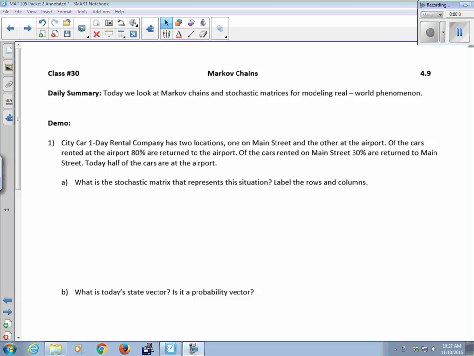So we're going to look at Markov chains and stochastic matrices. This is a linear algebra that can model real-world phenomena. This is really similar to some stuff we did in chapter 1 from section 1.10. So you should recognize it with one small difference.